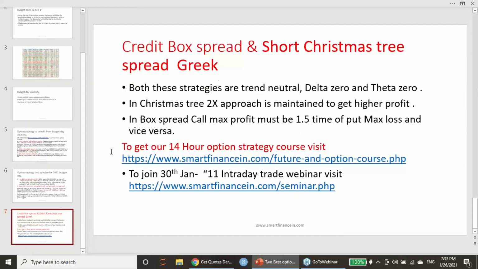So these are the two strategies. Already I have told you, these two strategies are trend neutral, delta zero and theta zero. Credit box spread and short Christmas tree strategies are delta zero and theta zero. And in the Christmas tree, a 2x approach is maintained to get higher profit.